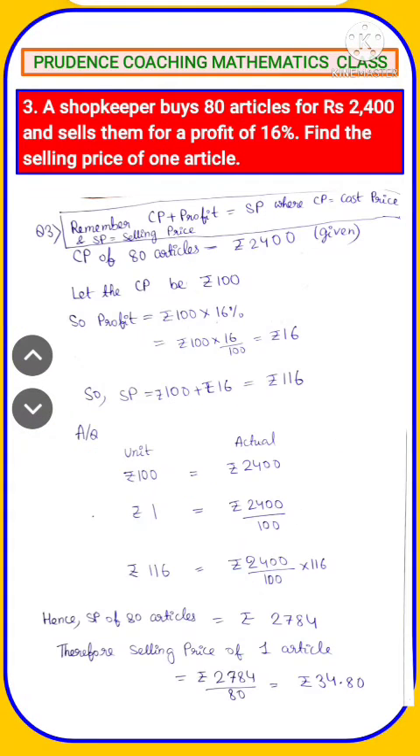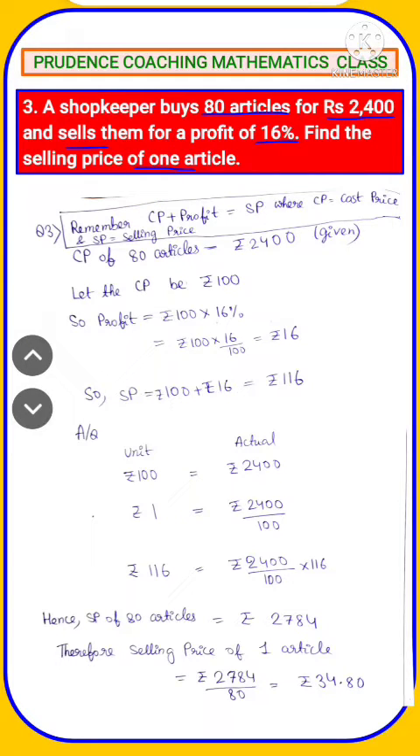Next question. A shopkeeper buys 80 articles for rupees 2,400 and sells them for a profit of 16%. Find the selling price of one article. So after finding the selling price of 80 articles, if we divide it by 80, we will get the selling price of one article. For that, we need to remember, whenever SP is greater than CP, that means there is a profit. And if we add CP plus profit, we are going to get SP. This is a formula where CP is the cost price and SP is the selling price.